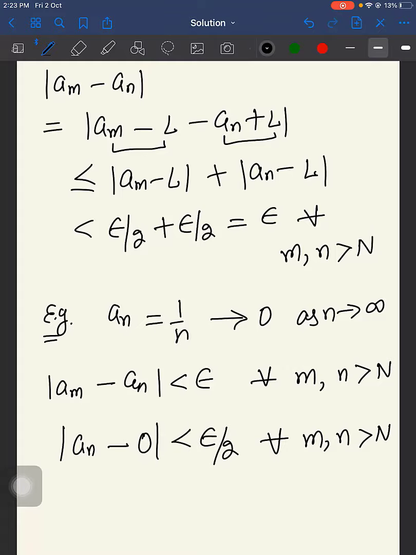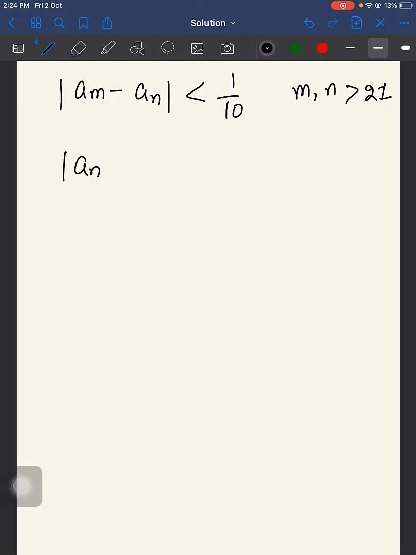Now you see what we want. Suppose you want your Am and An difference to be less than 1 by 10. Can this be done? Yes, it can be done if you choose m and n greater than 21. But how does it work? You choose An minus 0 less than epsilon by 2, that means 1 by 20. Can this be made less than 1 by 20? Yes, it can be made, after your m is 21.